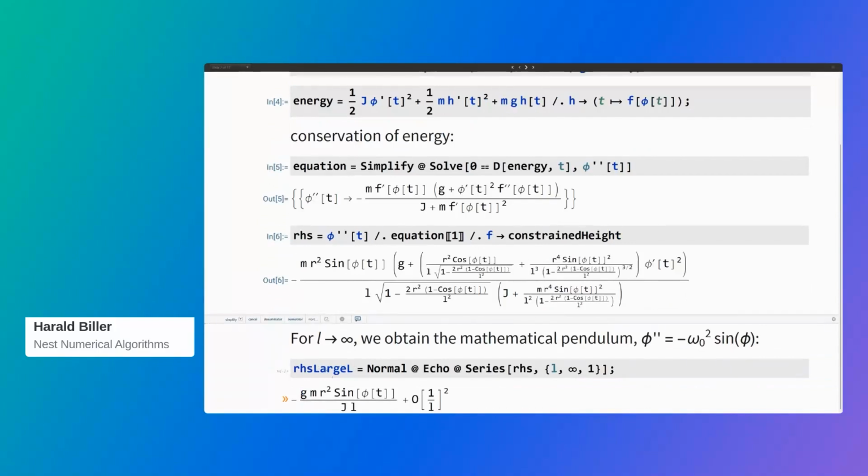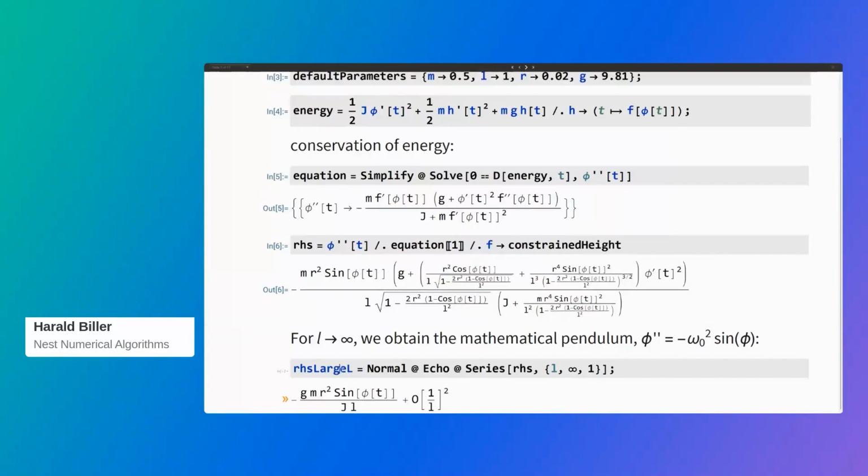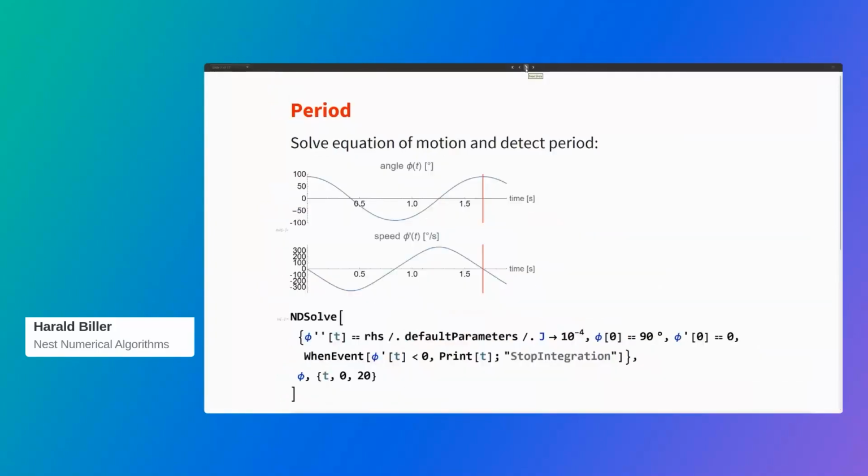What I find interesting is that when you develop that for large wire lengths, then you get, that's the right-hand side, that's what the angular acceleration is equal to. Then you get something in terms of sine, or more precisely, minus omega 0 squared times sine. So an ordinary mathematical pendulum. And if you don't do that approximation, then you also have an explicit expression which is more complicated. And now I want to obtain the period from that.